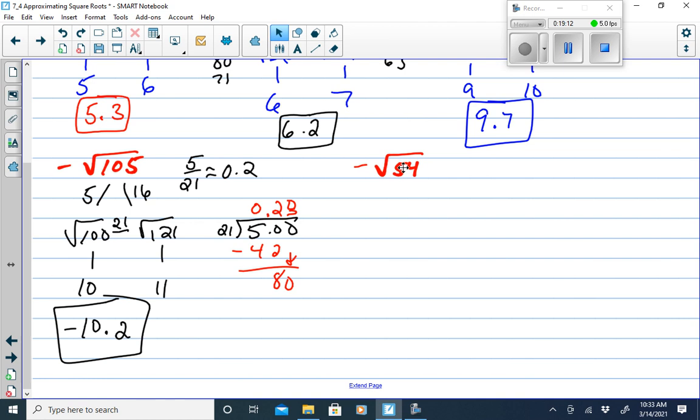Our last example, let me just slide this over a little bit. All right, our last example. All right, let's play around here.